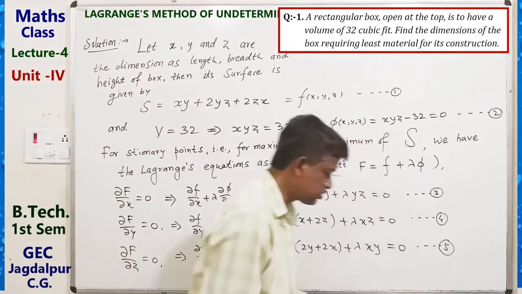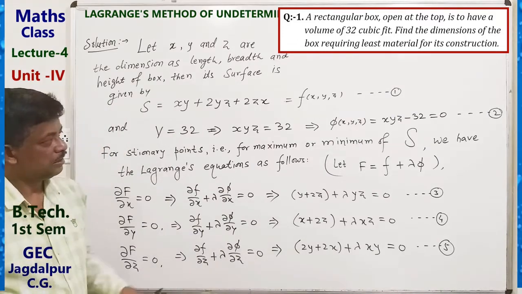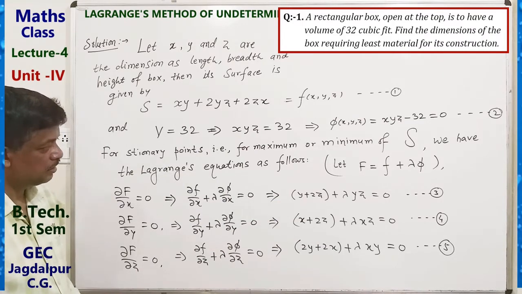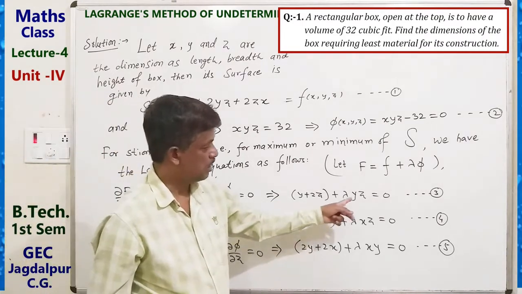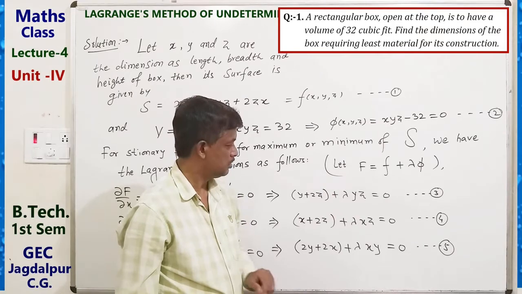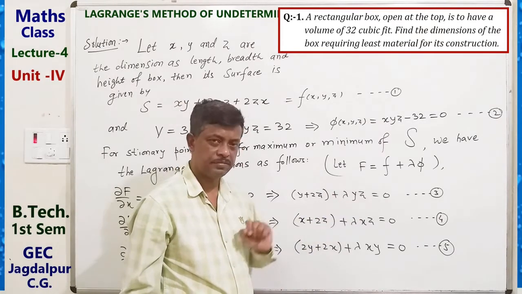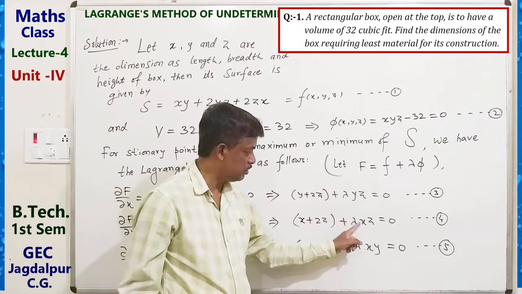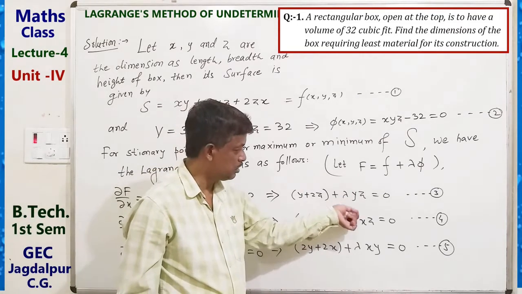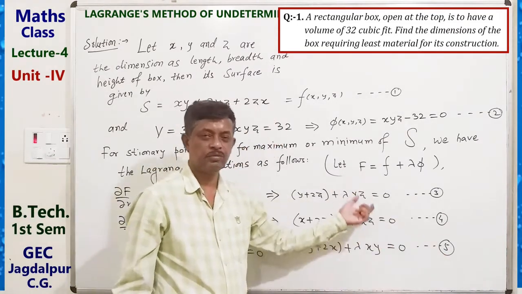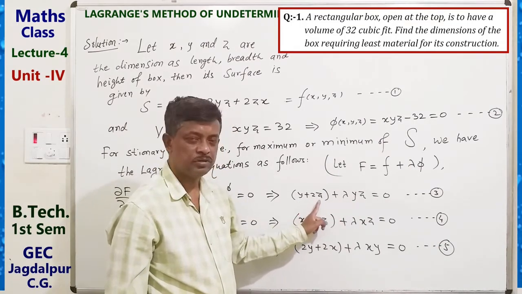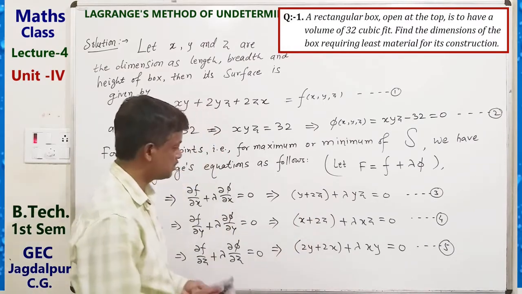Okay, so for solving 2, 3, 4, 5, we can see that if you multiply it by x, then there will be xyz. If you multiply it by y, then there will be xyz. This is lambda, this is lambda. So these two quantities can be taken equal on the right hand side, and the left hand side with xy plus 2z. From here we can get the value.